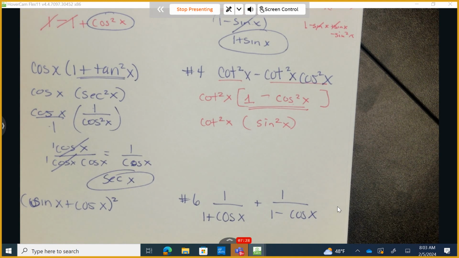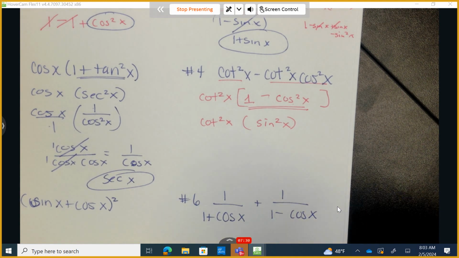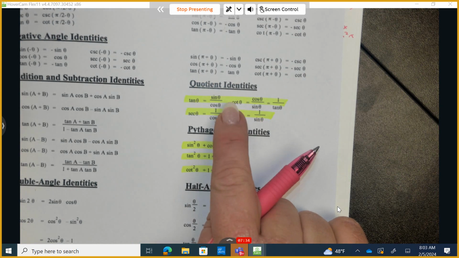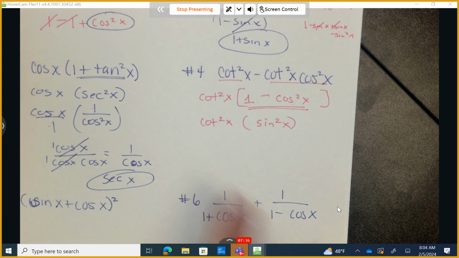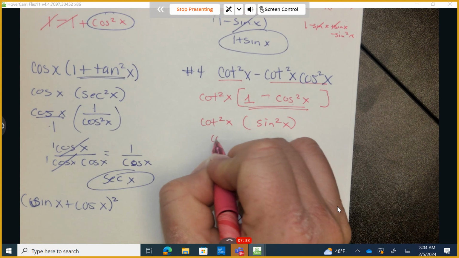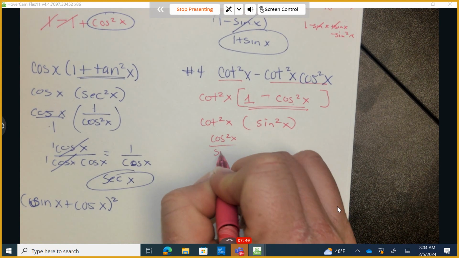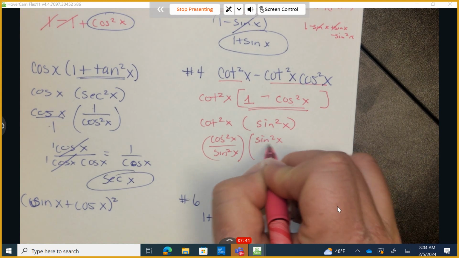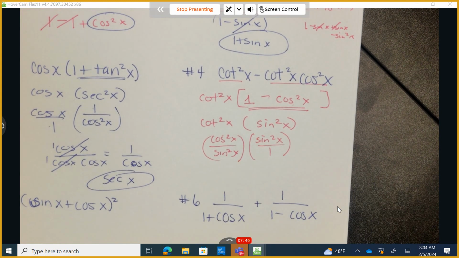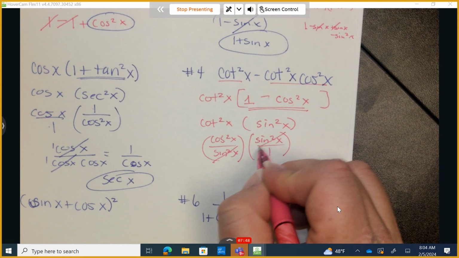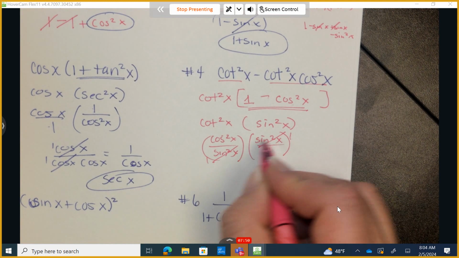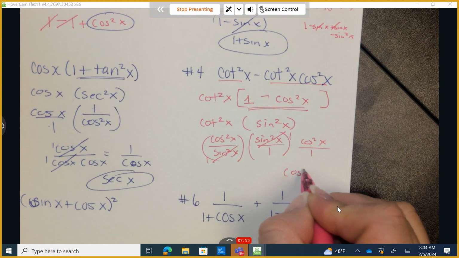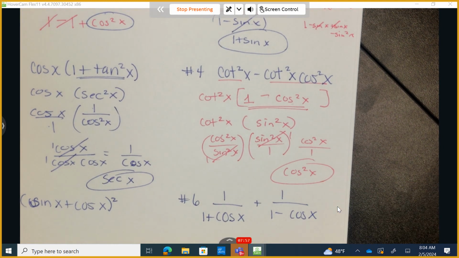What is the cotangent? Yes, it's reciprocal of sine, but if we look back over here, notice cotangent is cosine over sine. So cotangent squared is cosine squared x over sine squared x. On the right, I have sine squared x over 1. I'm able to reduce, these turn into 1, and now I have cosine squared x over 1, which is simply the same as cosine squared x.